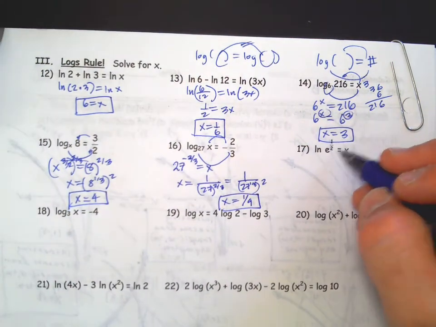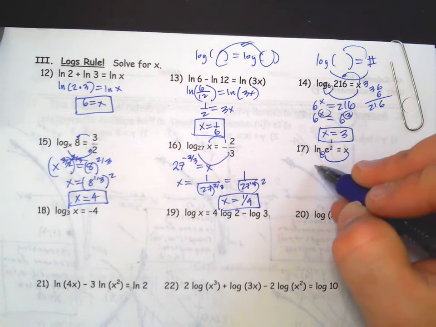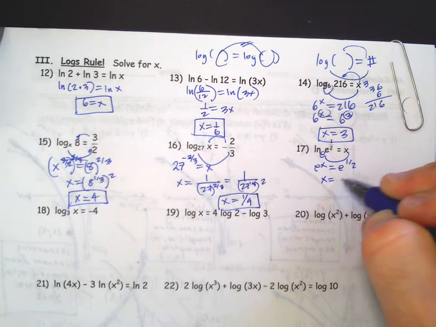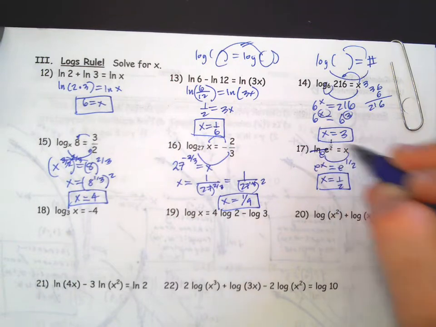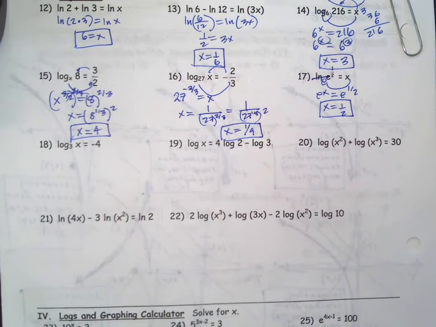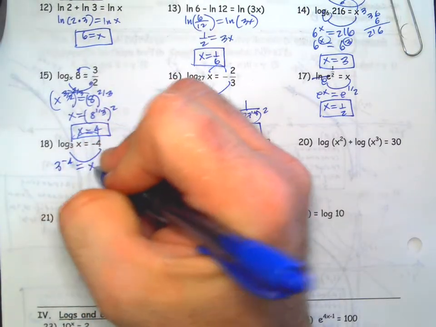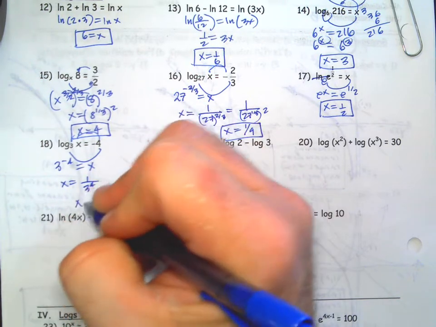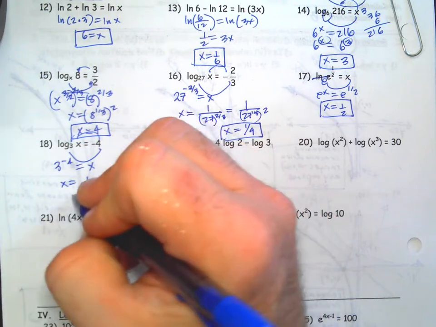Okay, there's a couple different ways to do this. You could say e to the x equals e to the 1/2. Set the exponents equal to each other. They have the same base. Or you could say natural log cancels out of e and you get x equals 1/2 right away. It's up to you. Here, 3 to the -4 equals x. So x equals 1 over 3 to the 4th. So 3 squared is 9, 27, and 1 over 81.